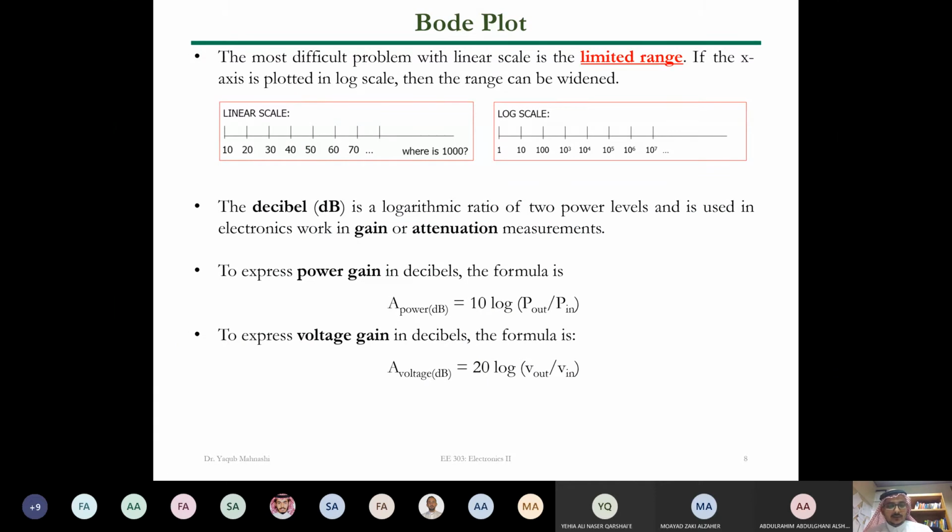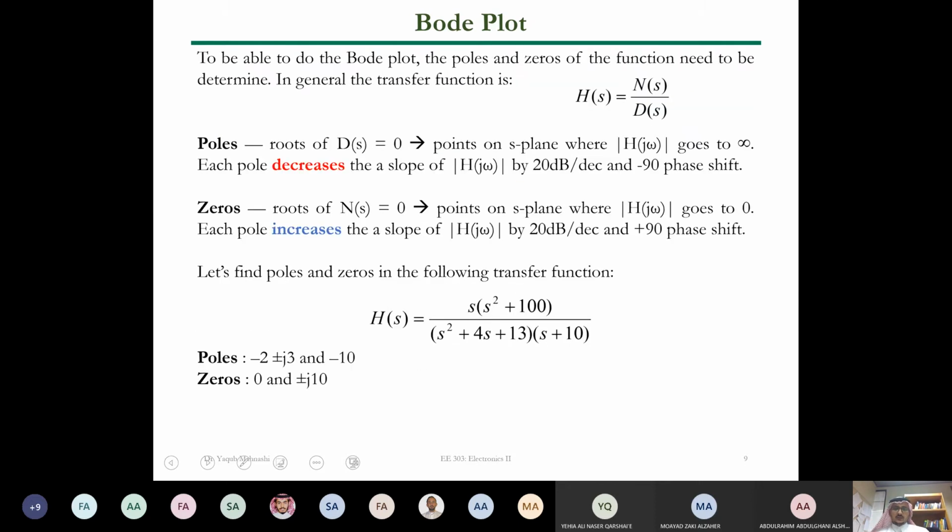Of course, I will not discuss the Bode plot in detail. I wanted to go over these slides as a review for you: why we need the Bode plot, what the difference is between the linear plot and the Bode plot, and how we can use the Bode plot to plot the transfer function.